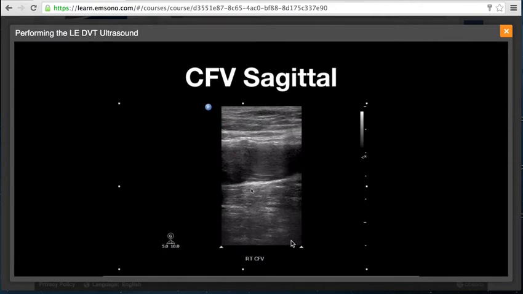If there's an area of concern noted when scanning the common femoral vein in the transverse plane, you can turn sagittal in that region in order to better define this area of concern, and if it's a blood clot, potentially look for the proximal edge. Here is just a sagittal view of the right common femoral vein, your anterior, posterior, head, foot, and you can see the vessel right here going from distal to proximal.